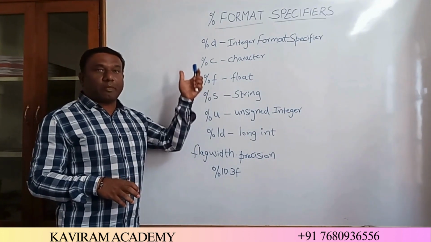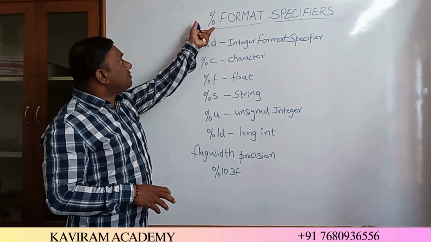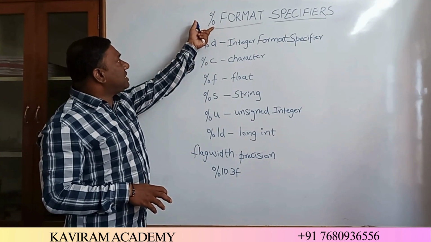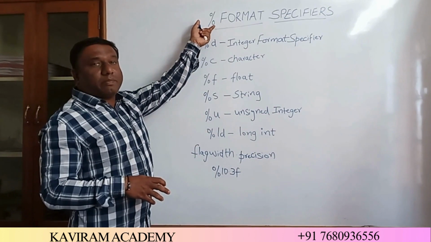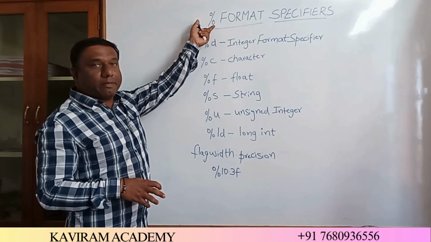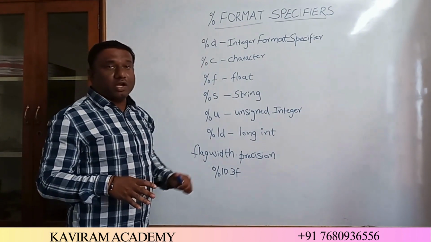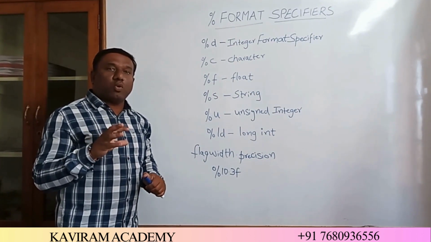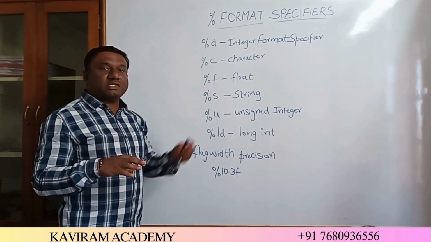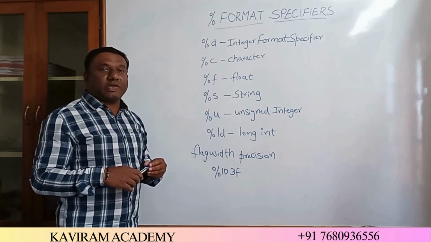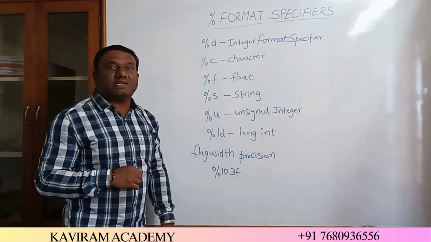So this is also an operator. The symbol for a format specifier is the percentage symbol, and it starts with this percentage symbol in our C programming. So whenever you want to print any value present in your variable on your output console, you can print it with the help of this format specifier, and it starts with a percentage symbol. We will see what different format specifiers are present in the C language.